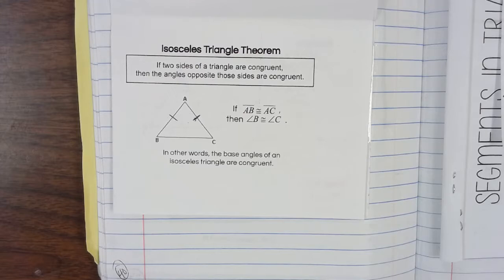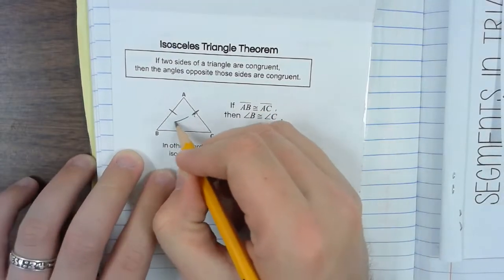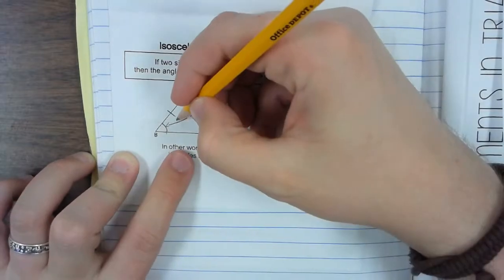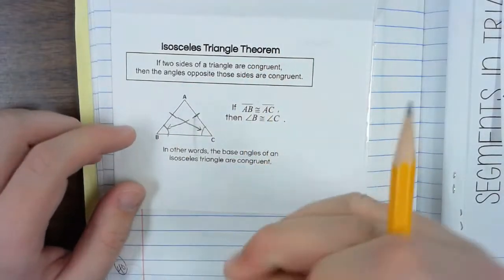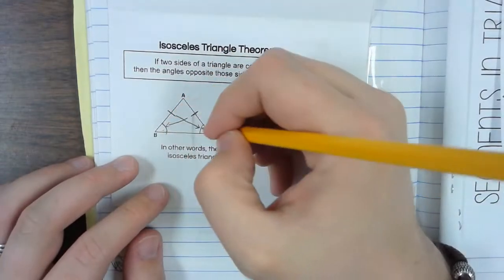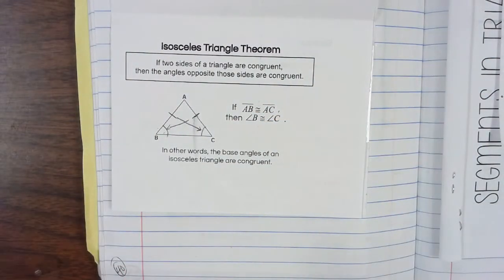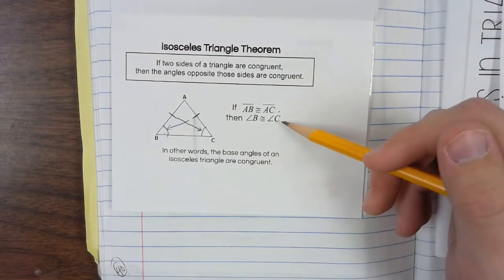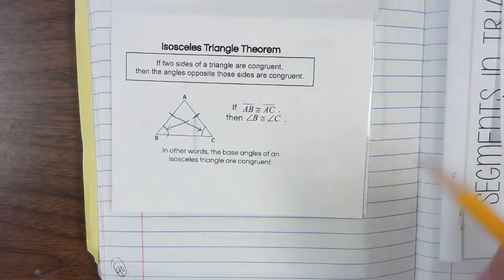So what this theorem tells me is that the angles that are opposite from these sides, so AC is opposite from angle B, and AB is opposite from angle C, are also congruent. If these congruent sides are opposite from these angles, then these angles are also congruent. That's what this theorem tells me. If AB is congruent to AC, then angle B is congruent to angle C. And if we flipped it the other way, we could say the same thing.